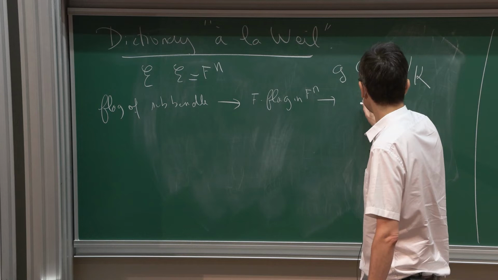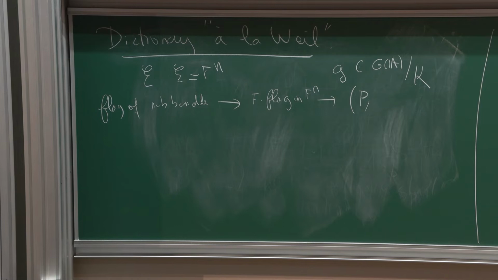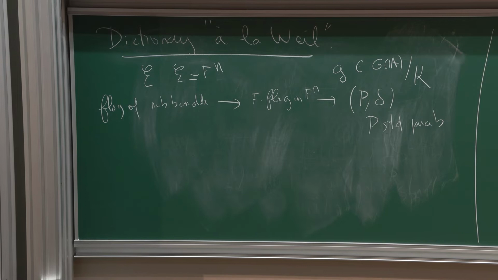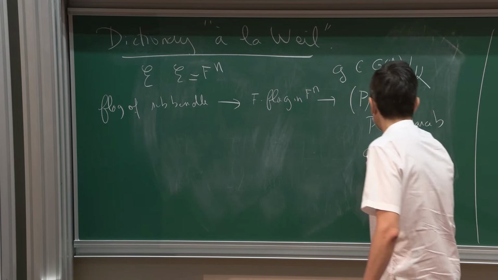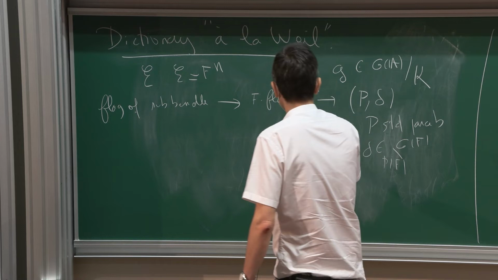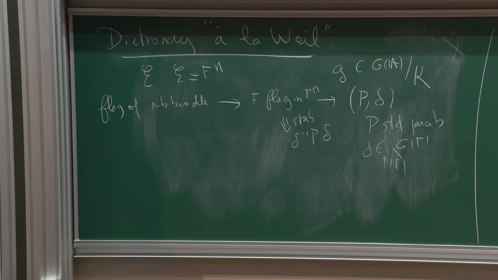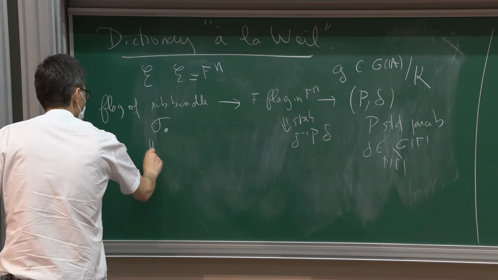The parabolics, I prefer to write them as pairs. So the pair is (P, delta), where P is the standard parabolic subgroup, say for the standard Borel subgroup of GLN, the group of upper triangular matrices, and delta is an element in GF mod PF, so that the stabilizer of the flag is the parabolic subgroup delta^{-1} P delta. So this is a parabolic subgroup defined over F. Okay. So I have a flag of subbundles. So I want to analyze the quotients.